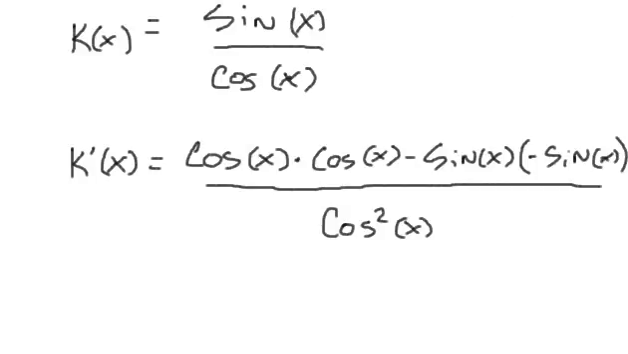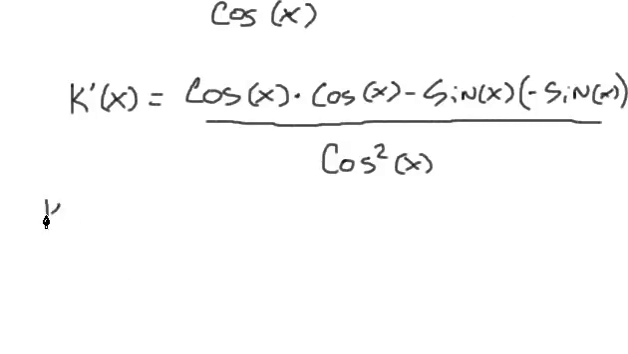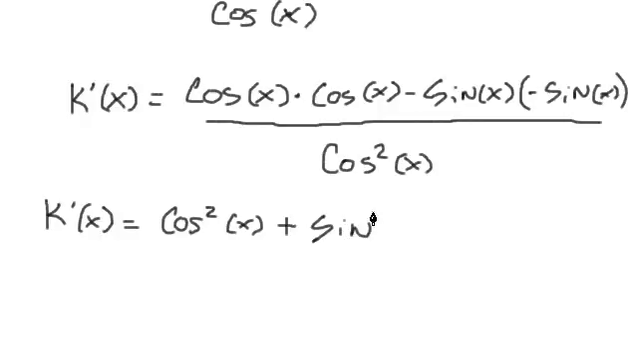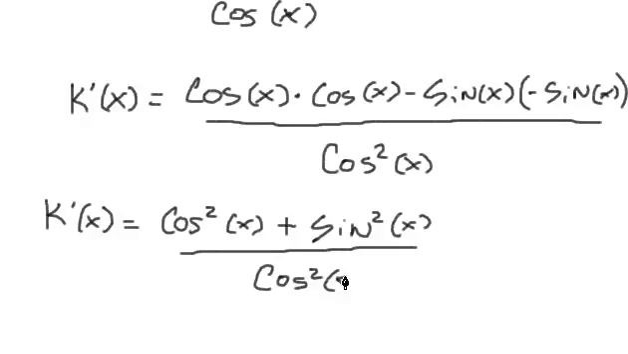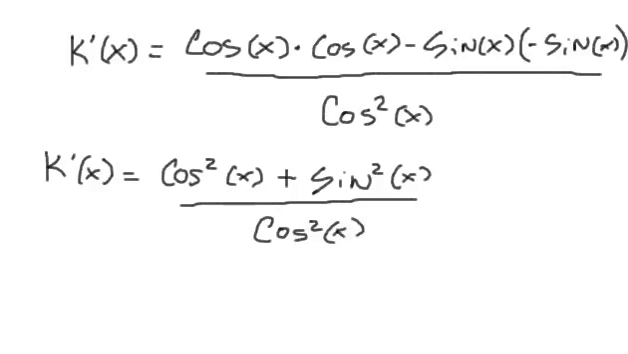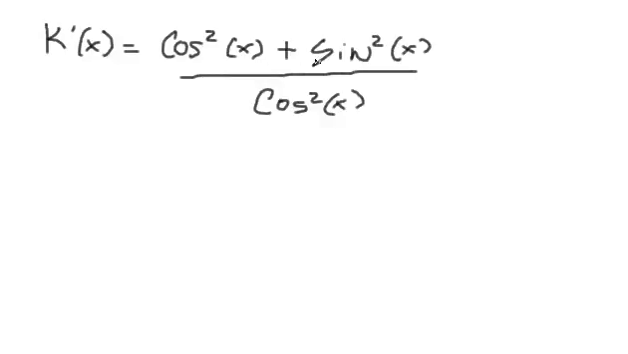Now what we want to do is rewrite this stuff. So we have k prime of x is equal to cosine squared x. We have a minus here and a negative inside here. That's going to make that a plus sine squared x, and it's all over cosine squared x. Now one of our trig identities is that we know that cosine squared x plus sine squared x is 1. So you're going to have to be up on your trig in this class.